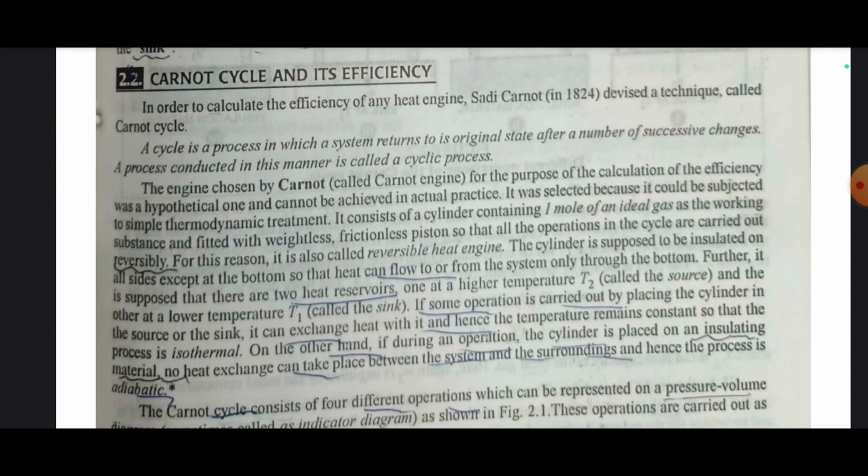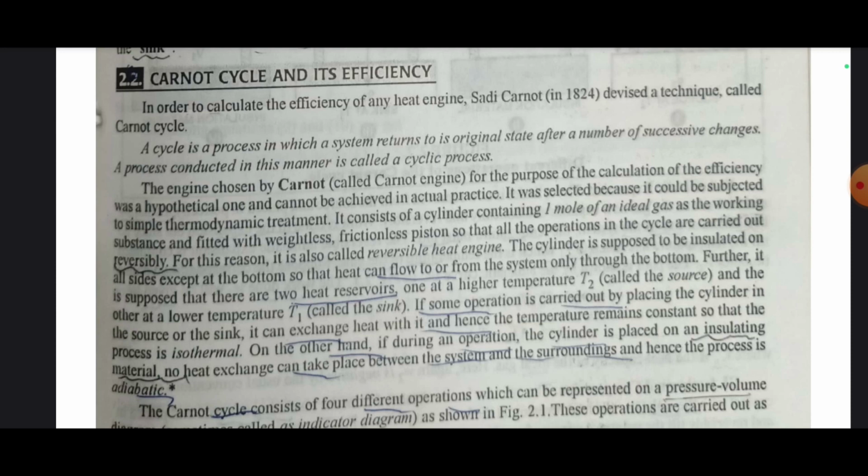The engine chosen by Carnot for the purpose of the calculation of efficiency was a hypothetical one and cannot be achieved in actual practice. It was selected because it could be subjected to a simple thermodynamic treatment. It consists of a cylinder containing 1 mole of an ideal gas as the working substance and fitted with a weightless, frictionless piston so that all the operations in the cycle are carried out reversibly. For this reason, it is called a reversible heat engine.